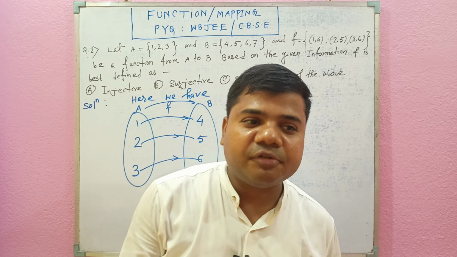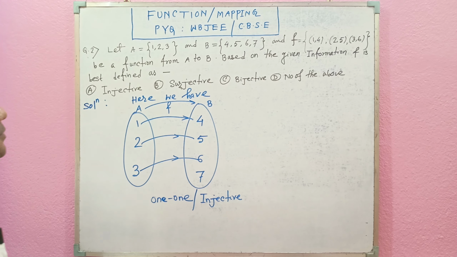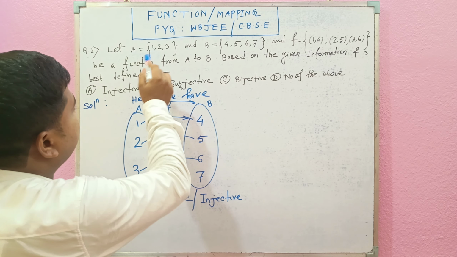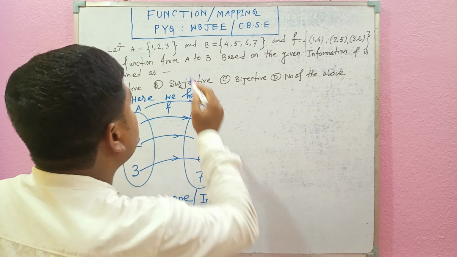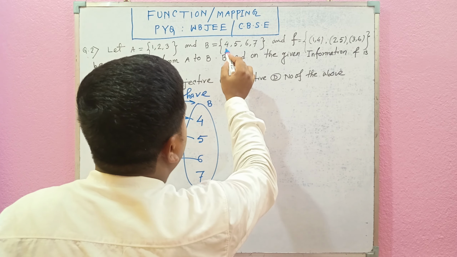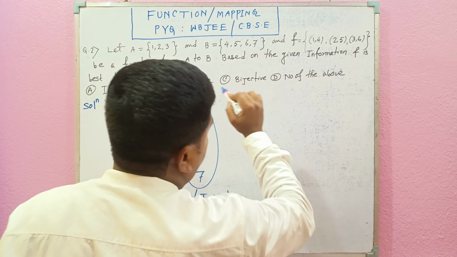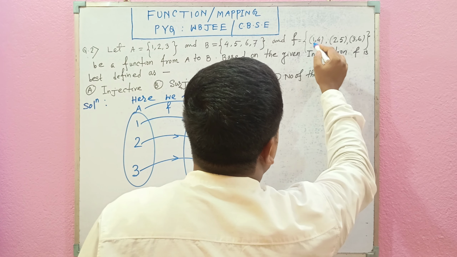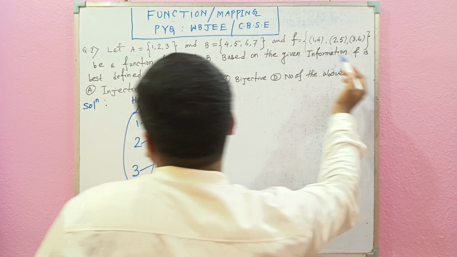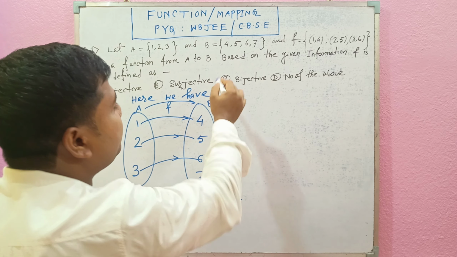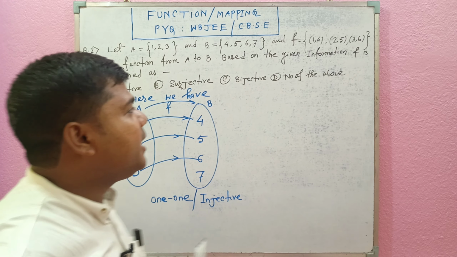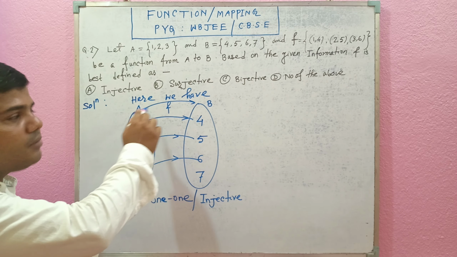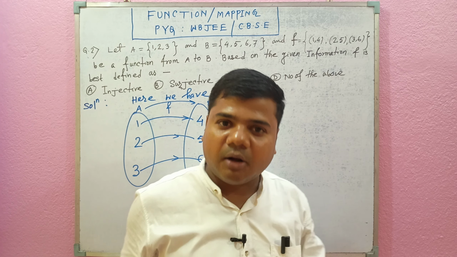Now we will discuss question number 2. Please follow this. Here it is given that let A be a set which contains 3 elements 1, 2, 3, and B is a set which contains the 4 elements 4, 5, 6, 7. And a relation or function (1, 4), (2, 5), (3, 6) be a function from A to B. Based on the given information, f is best defined as injective, surjective, bijective, or none of the above.